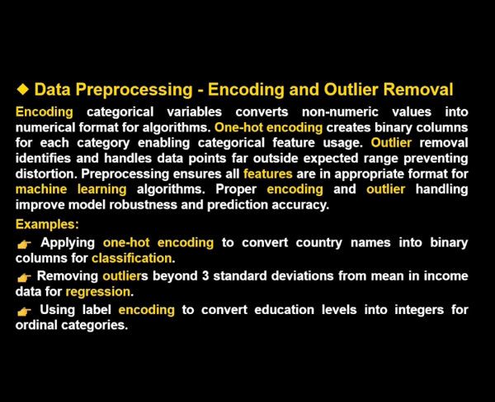The next one, data preprocessing: encoding and outlier removal. Machine learning algorithms require numerical inputs, so categorical data must be encoded using techniques like one-hot encoding or label encoding. Outliers are extreme values that can distort learning. Identifying and removing or treating outliers improves model robustness.